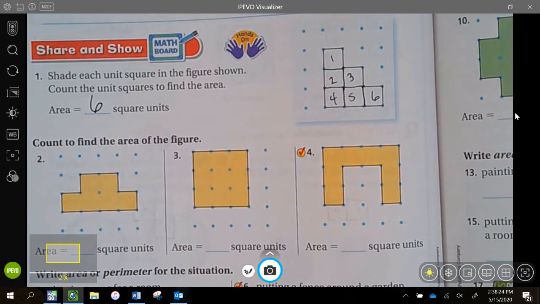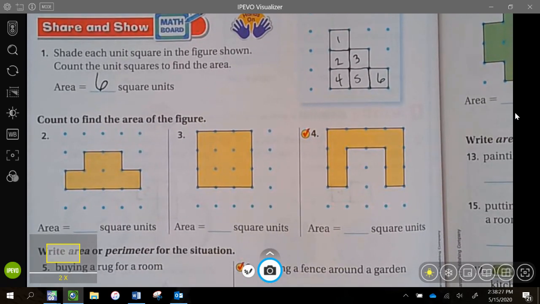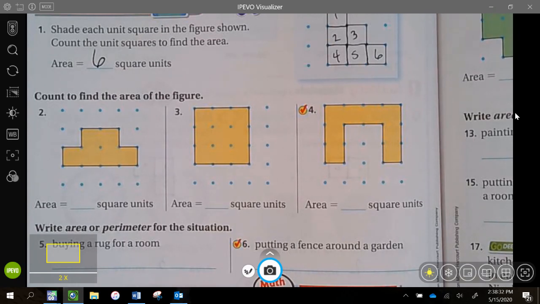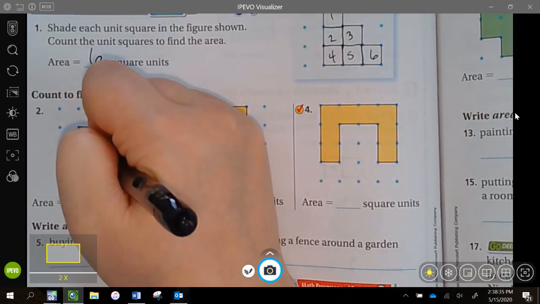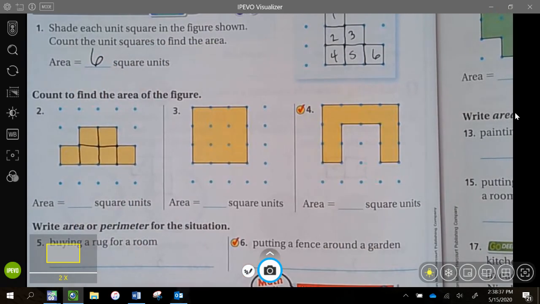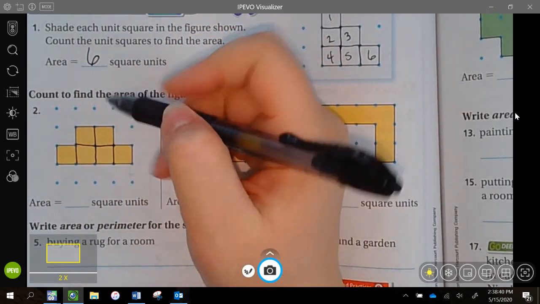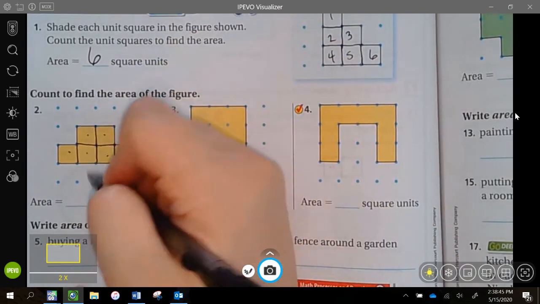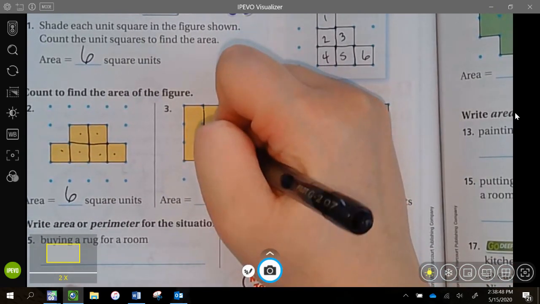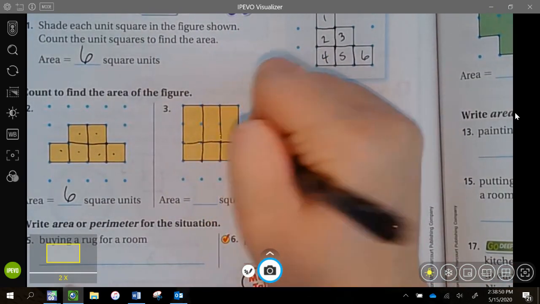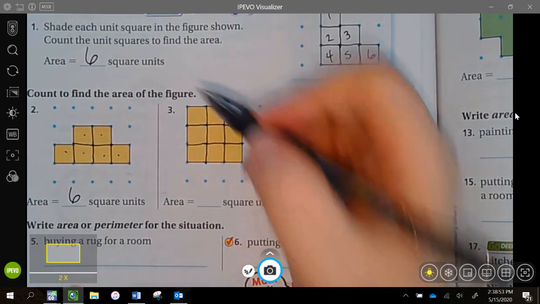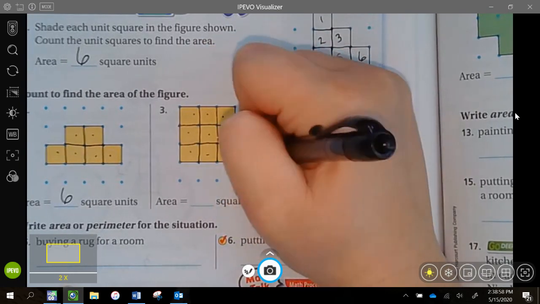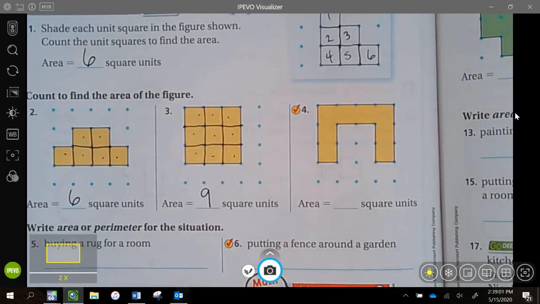Okay? Same thing for these. What we're going to do, and you can shade if you want, that is a different strategy. Whatever strategy works for you best. I like to see all of the squares that I'm working with, and then if I don't want to write the number, I can put a dot and count 1, 2, 3, 4, 5, 6. Okay, so each one I'm just going to go by, fill it in. 1, 2, 3, 4, 5, 6, 7, 8, 9. So this one is 9 square units.